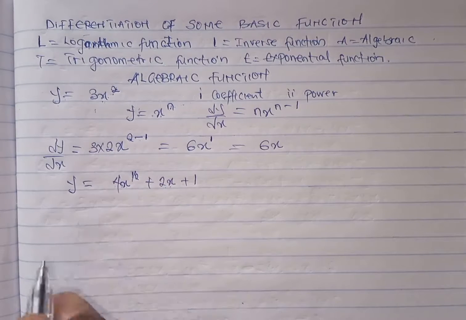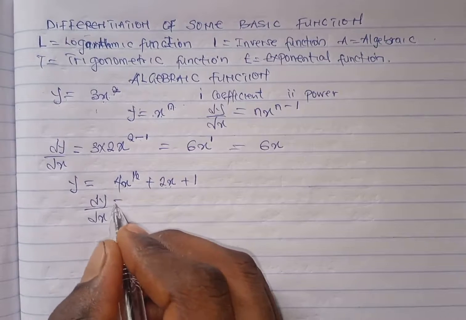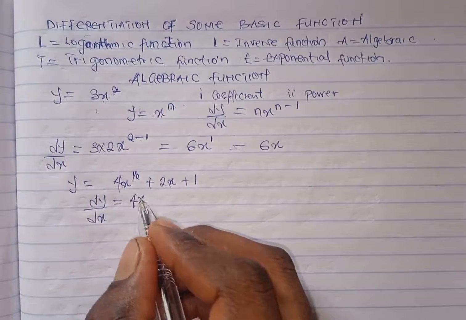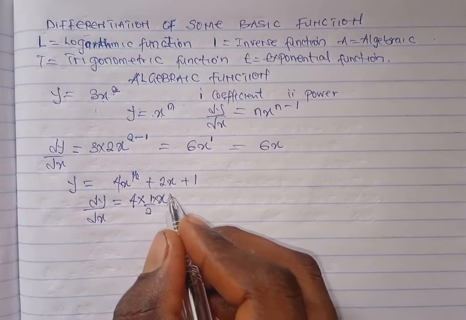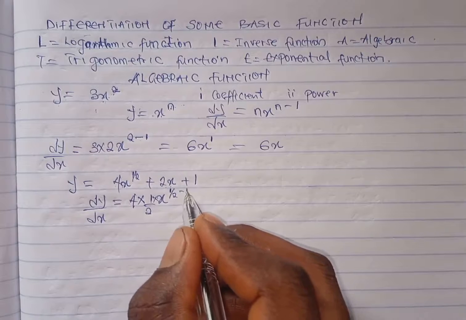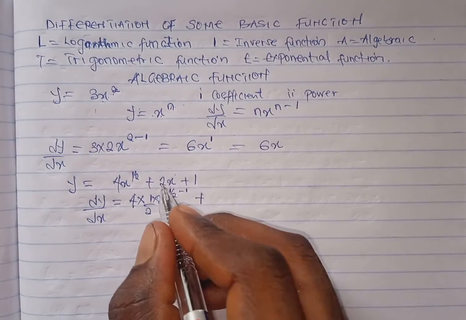Since you know this, you simply go by the formula. The derivative of this will be 4, that's the coefficient, multiplied by the power, then x, and you subtract 1 from the power. Then plus, the power of x here is 1 and the coefficient of x here is 2.